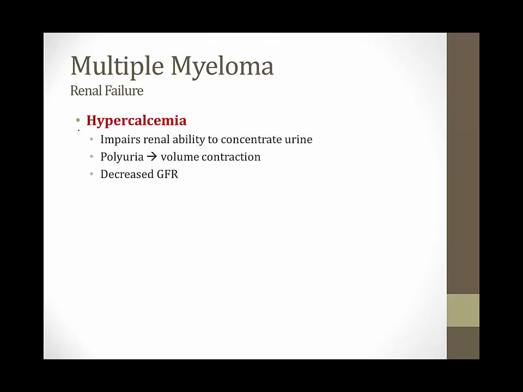Hypercalcemia also contributes to the renal failure in multiple myeloma. Hypercalcemia of any cause, including multiple myeloma, can potentially cause renal failure. That's because high calcium levels impair the renal ability to concentrate the urine. When the kidneys cannot concentrate the urine, they produce excessive urine that is dilute. This leads to polyuria and volume contraction that lowers the GFR, and that can lead to renal failure.